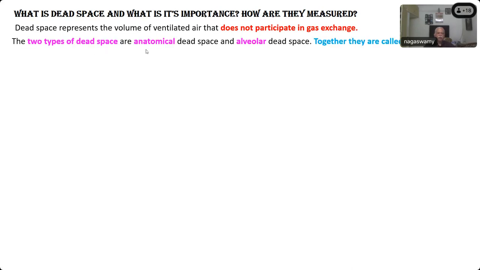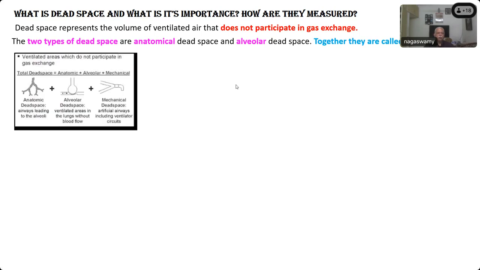The two types of dead space are anatomical dead space and alveolar dead space. Together they are called physiological dead space. All of you know this point. Alveolar dead space is where ventilation is taking place but there is no blood flow to cause gas exchange. So it can also be called wasted ventilation. You inflate the alveoli, but there is no blood coming to take the oxygen and remove the carbon dioxide. So that becomes alveolar dead space.